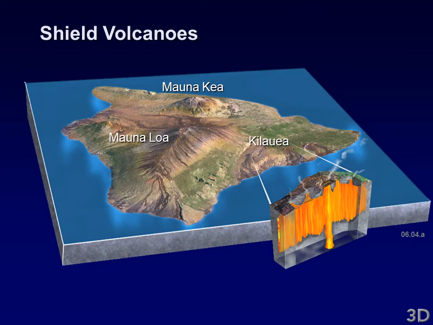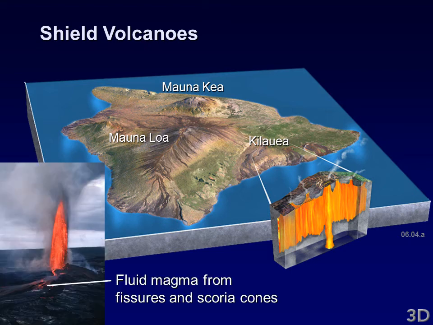That takes us to shield volcanoes. Still dealing with mafic rocks here. What are the characteristics of a shield volcano? Okay, so in this one we're looking at the big island of Hawaii. And we have fluid magma from fissures and scoria cones. Okay, the actual island itself is made up of 3 large volcanoes and 2 smaller volcanoes.